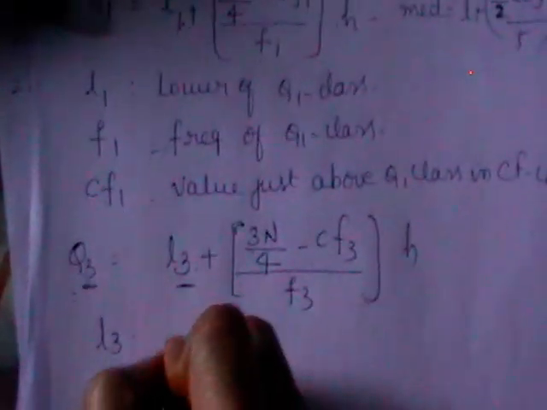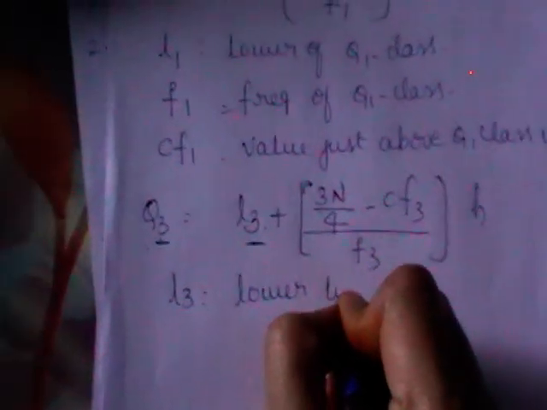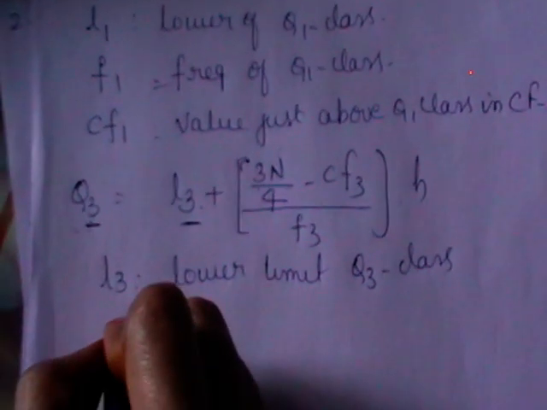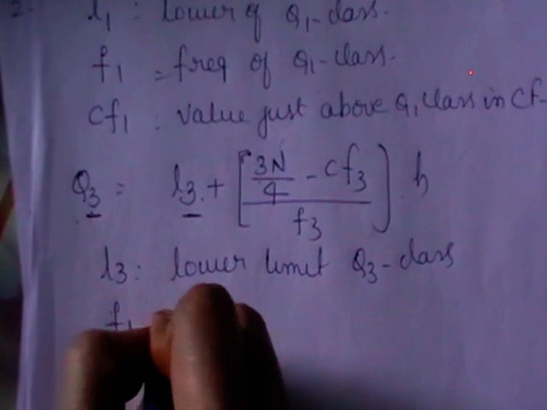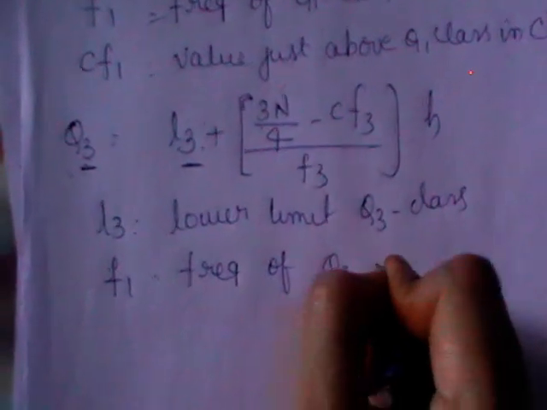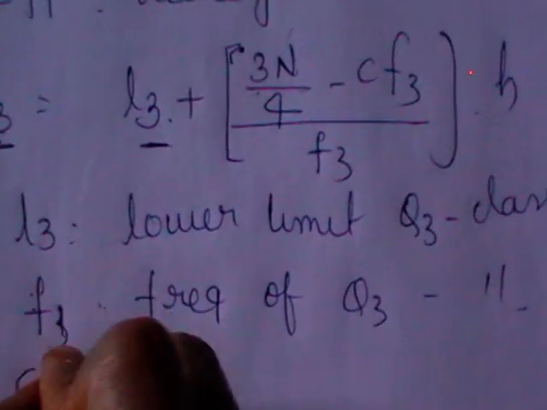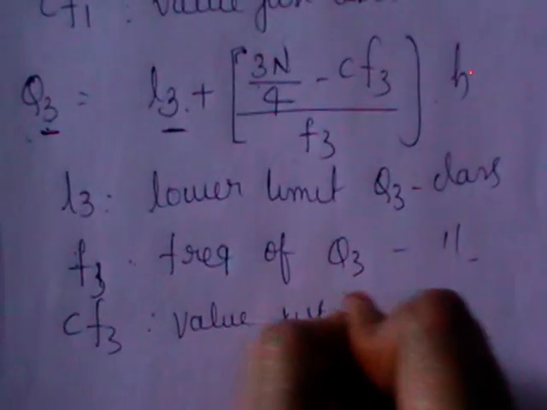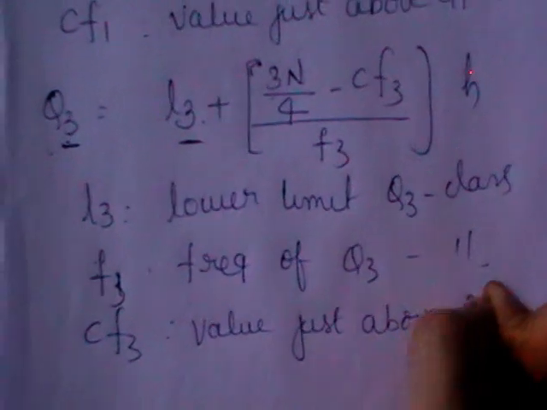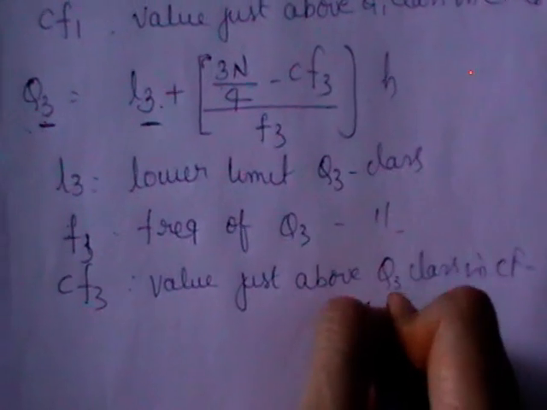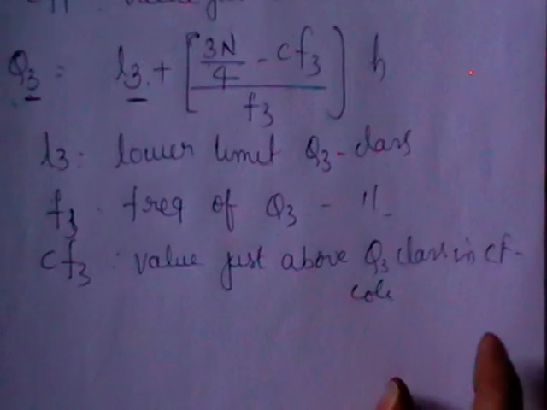L3 is nothing but the lower limit of the Q3 class; there it was the Q1 class, here it is the Q3 class. F3 is nothing but the frequency of the Q3 class. CF3 is nothing but the value just above the Q3 class in the CF column. You know that H is the width of the class interval.